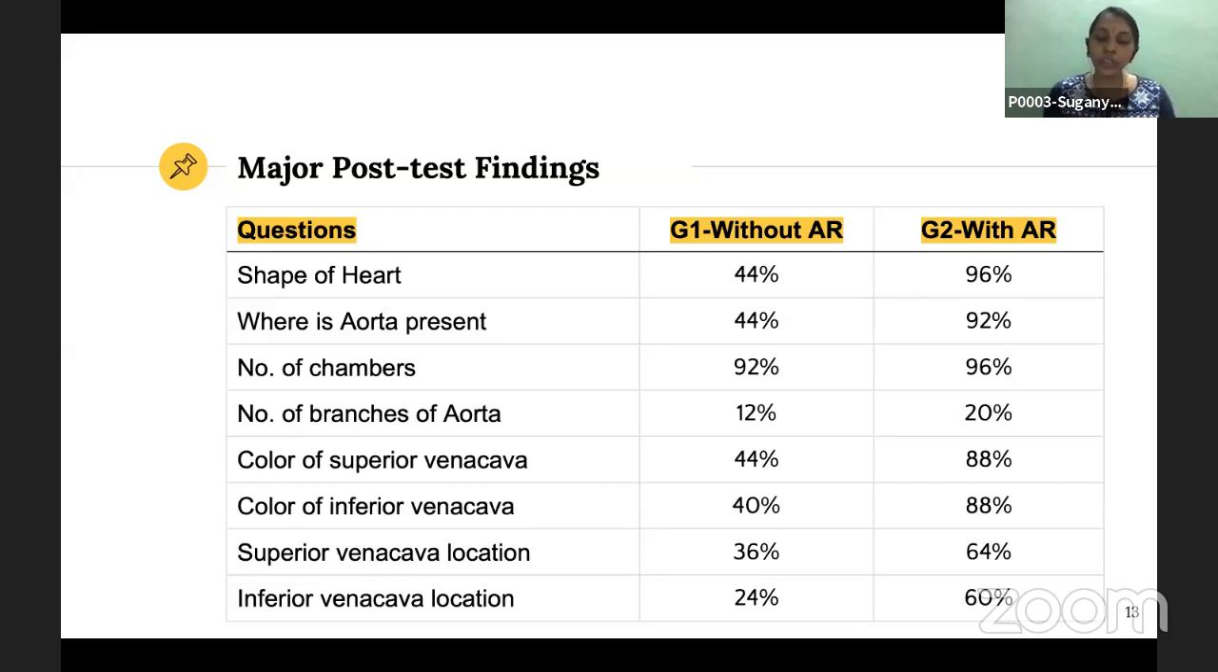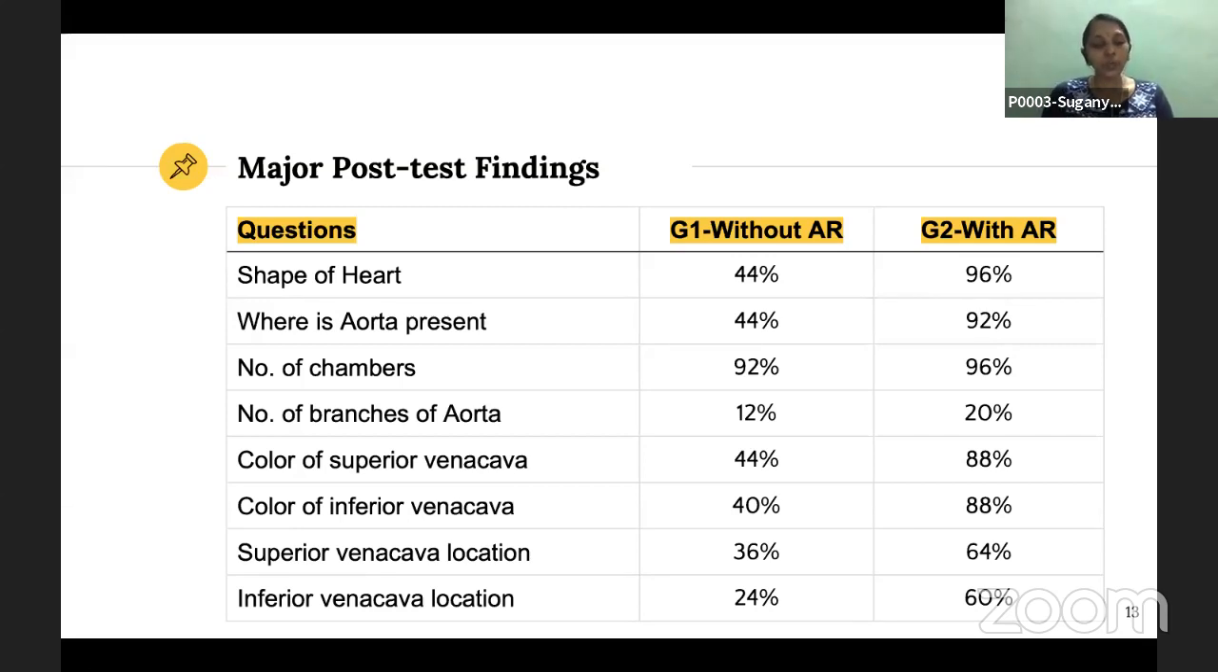Third question, how many chambers does a human heart have? This question is said to be important from the exam point of view and was given extra importance while teaching. Also, number type answers are always easier to remember for the students than descriptive type answers. So the majority of students, 92% from Group 1 and 96% from Group 2, gave correct answers.